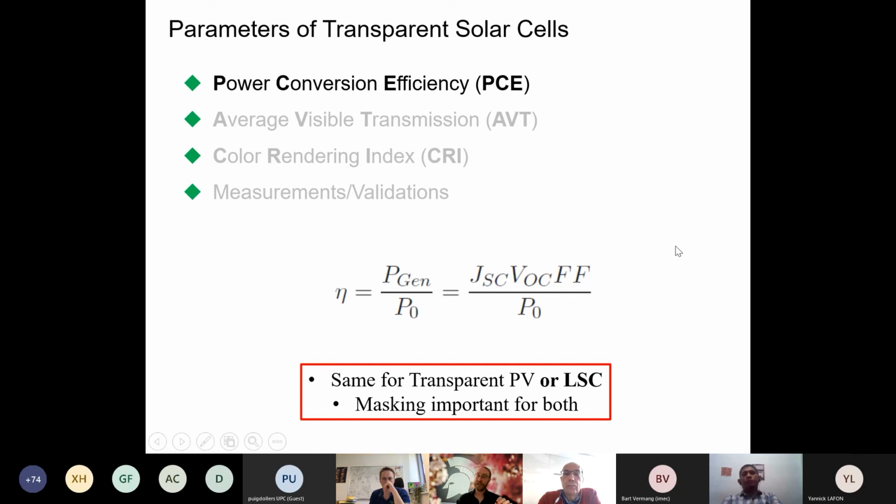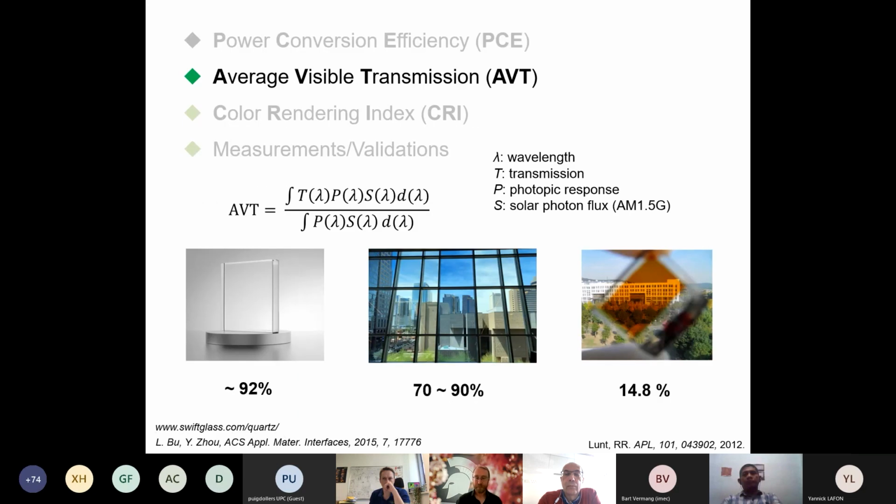One of the things that often is missing from this, masking, is a very critical piece to make sure you have a very well-defined area. If you mismeasure your area, you mismeasure your JSC, you mismeasure your PCE by the same amount.